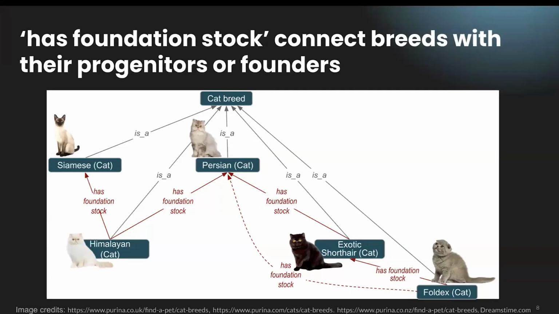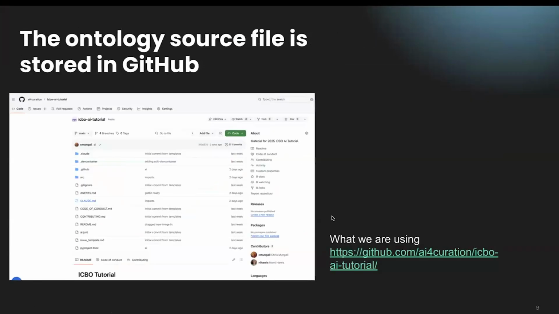One thing to note here is that currently we have this foundation stock relation only for cat breeds. So hint, hint, there might be work to do on that side. Next slide, please. So VBO is in GitHub.